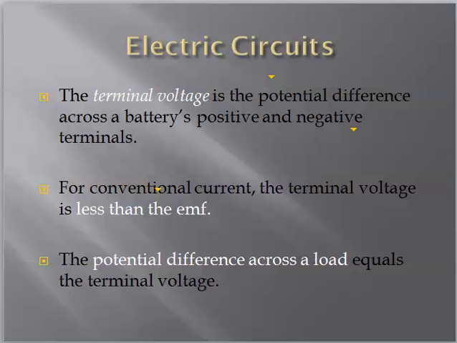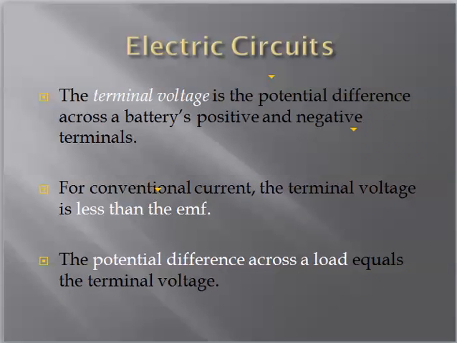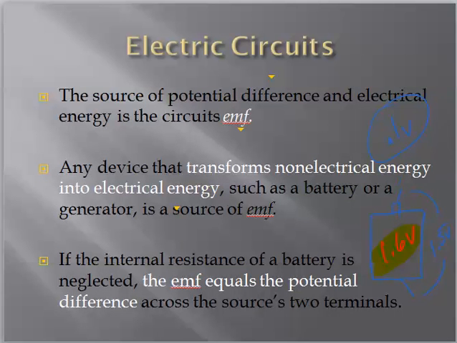With conventional current, the terminal voltage is less than the EMF. So back to here, our EMF is the 1.6. Let's put that back in there. That's our EMF, and the 1.5 is the terminal voltage. The potential difference across the load equals the terminal voltage. That's the difference between these two. So the potential difference between the top part of this and the bottom part of this is 1.5 volts, and that is the terminal voltage.